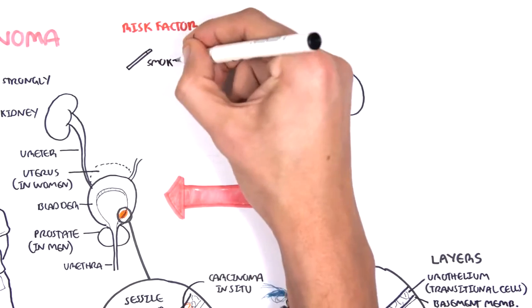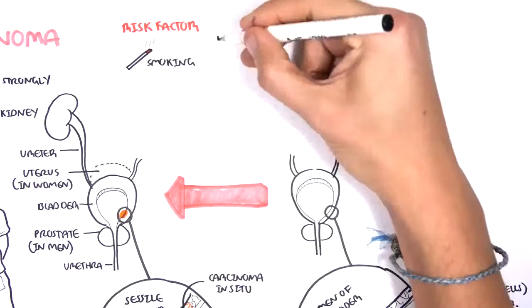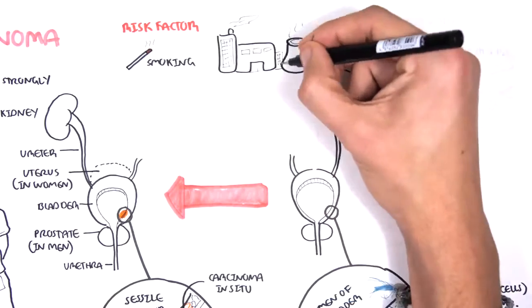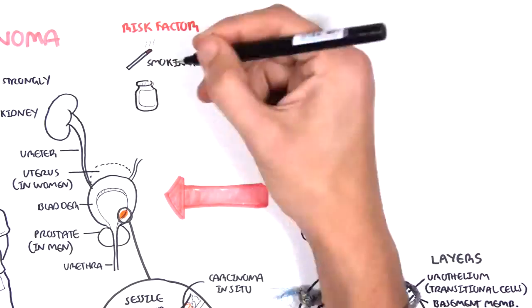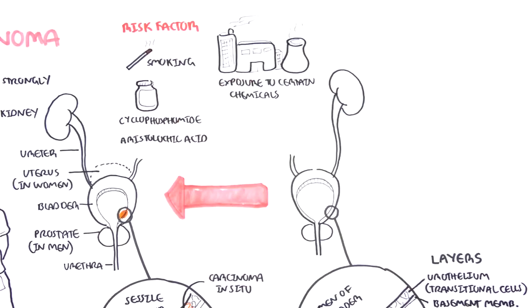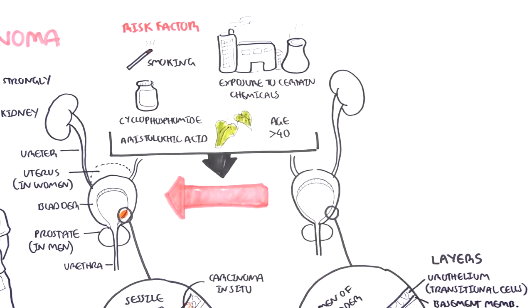The risk factors for developing bladder cancer, especially urothelioma, are smoking, exposure to certain chemicals, which won't be discussed, cyclophosphamide, a medication, aristolochic acid, age greater than 40, and there are some other minor risk factors which are not mentioned.